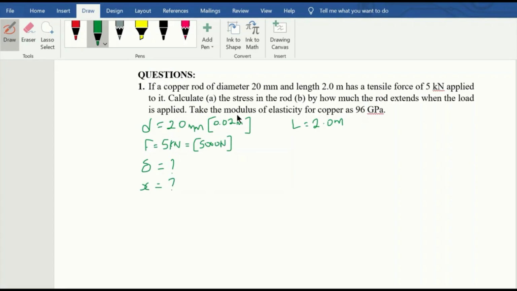And also we are given the modulus as 96. So our E, capital E, is given as 96 gigapascal. Remember that gigapascal means 10 to the 9. So I can convert this to Pascal. It becomes 96 times 10 to the 9 Pascal.